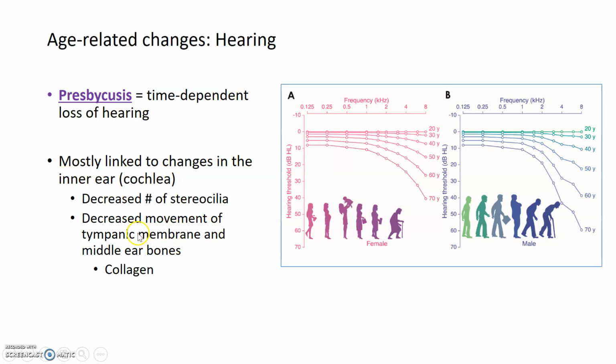Additionally, there's decreases in the movement of the tympanic membrane and the bones of the middle ear. And you can remember that the tympanic membrane is important for transmitting those vibrations to the middle ear bones, and the middle ear bones are really important for amplifying that sound. And the reason there's decreased movement of both of these structures is due to a breakdown in collagen.